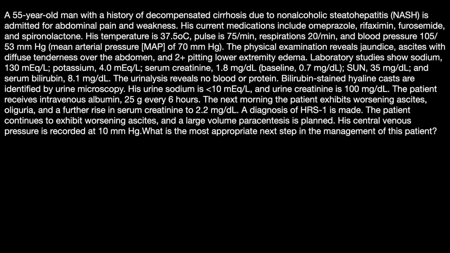Coming to our case, this is a 55-year-old man who has a history of decompensated cirrhosis. This was because of NASH, that is non-alcoholic steatohepatitis. This patient was admitted with abdominal pain and weakness. His current medications are omeprazole, rifaximin, and diuretics, furosemide and spironolactone. His temperature is essentially normal, and pulse, respiration, blood pressure are okay. The physical examination reveals jaundice, ascites with diffuse tenderness, and 2+ pitting lower extremity edema.